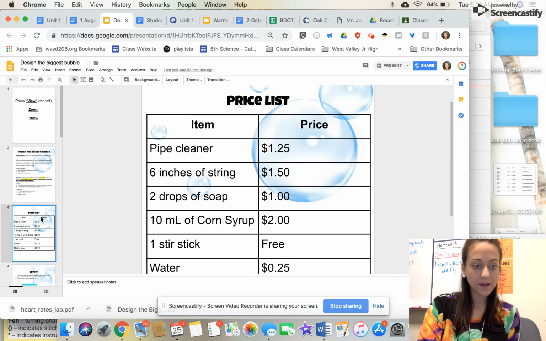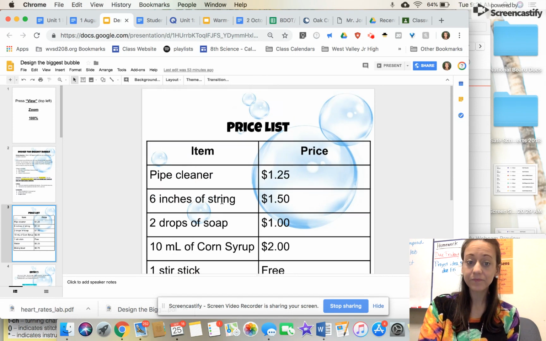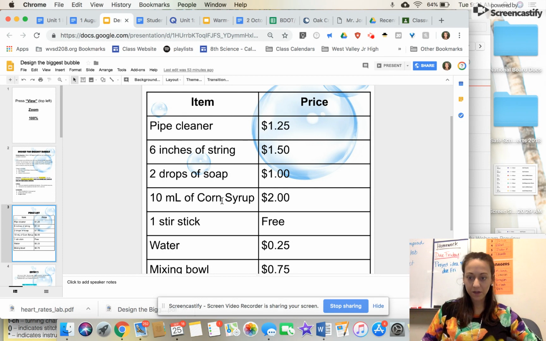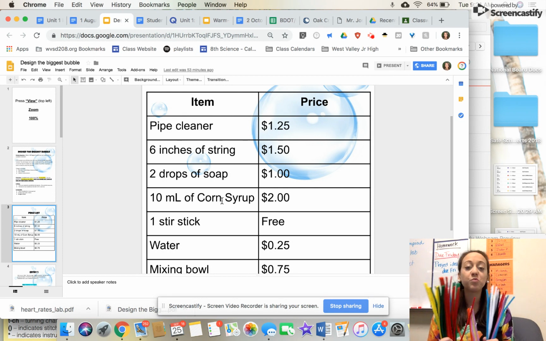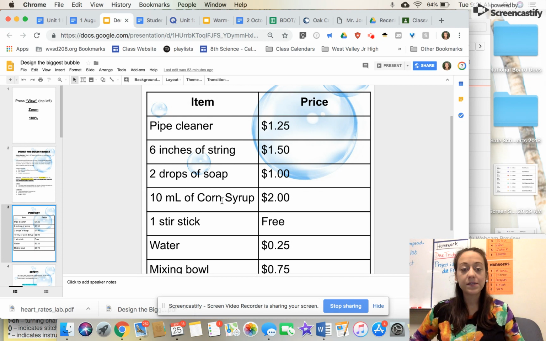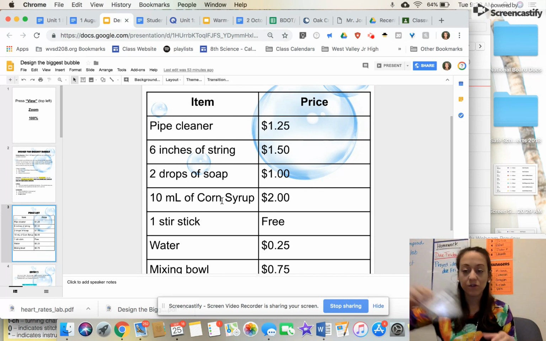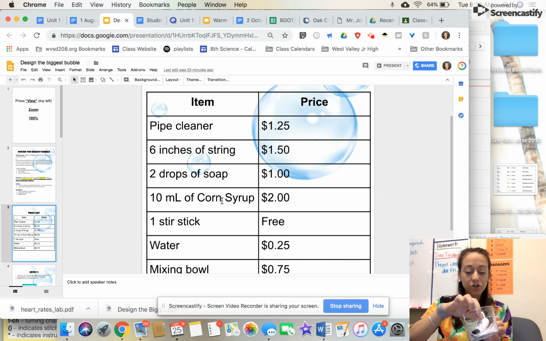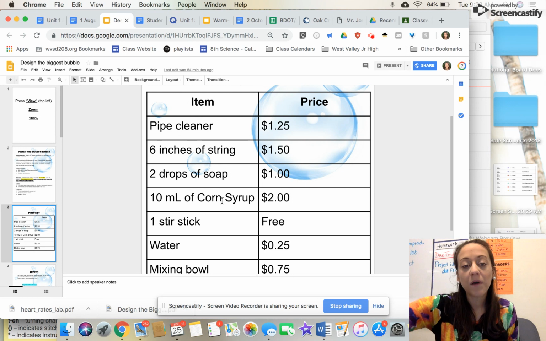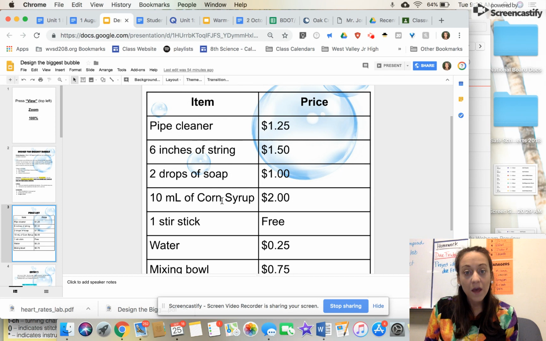Okay, the next slide has your price list. These are things that you can purchase. So you have pipe cleaners. All of these pipe cleaners, $125 each. Remember, you only have $5 to spend. 6 inches of string. So the string is here. I have pre-measured into 6-inch little strands, so it's $1.50 for 6-inch string. 2 drops of soap. I don't have it with me, but it's over there. Dawn dish soap, and you'll get 2 drops for $1.